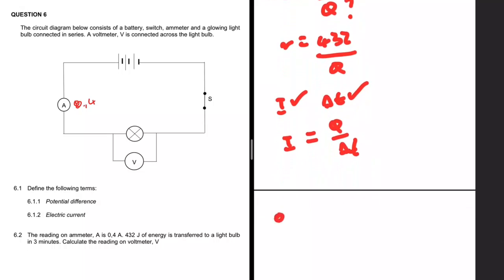So the current is 0.4 ampere. The charge is what we're looking for, that is Q. And then delta T is 3 minutes. But we know fully well that in physics, the unit that we use for time is seconds.